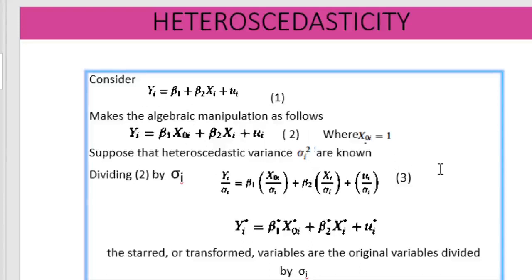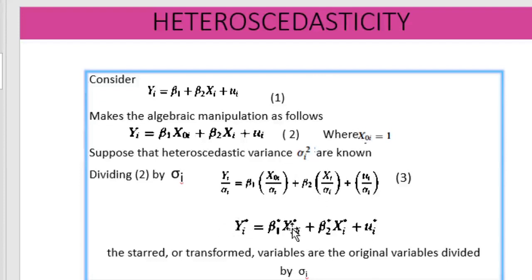Suppose that the heteroscedastic variances sigma i square are known. Then we know the heteroscedastic variance, and dividing equation 2 by sigma i, that is, simply divide this equation by sigma i, which will give the equation yi by sigma i equal to beta 1 x0i by sigma i plus beta 2 xi by sigma i plus ui by sigma i.